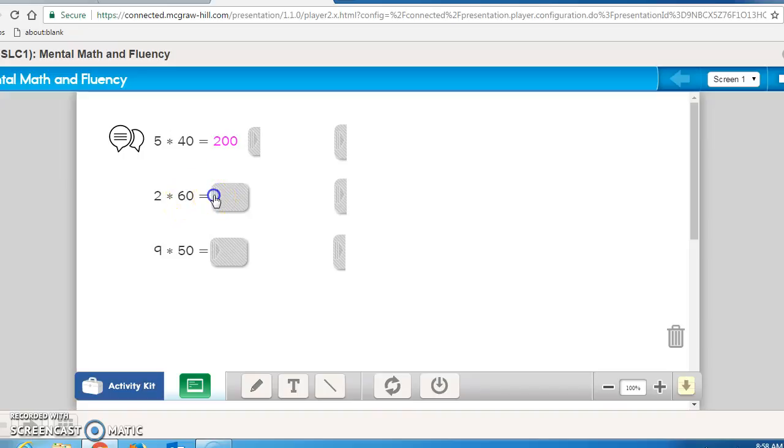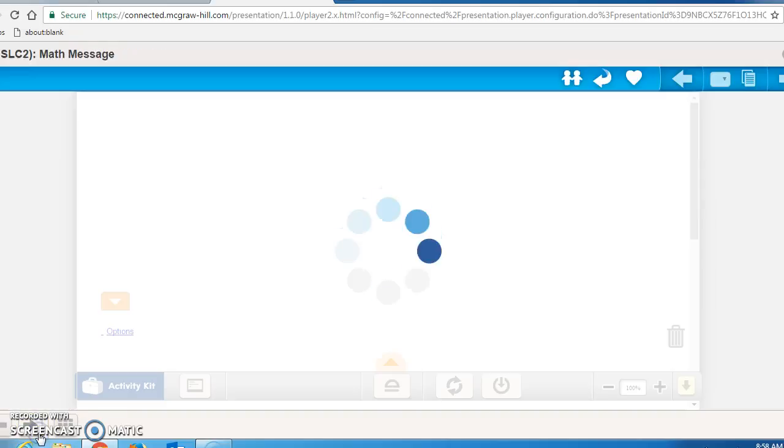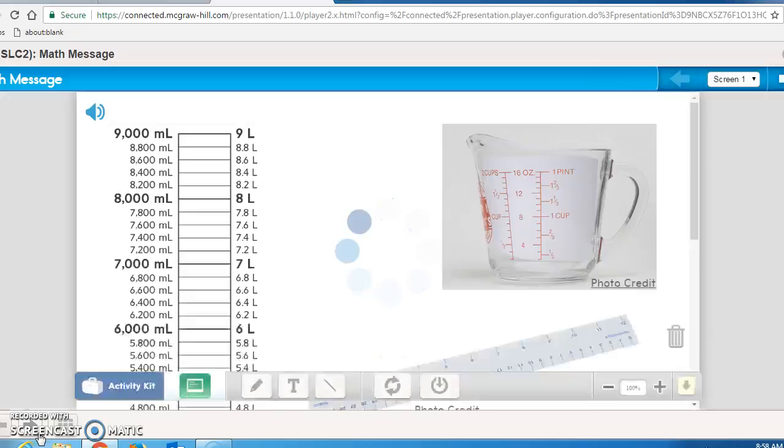Your answer is 120. And our final problem, 9 times 50. 9 times 5 is 45. I add 1 0 on that. My answer is 450. Please continue to study your multiplication facts every night.